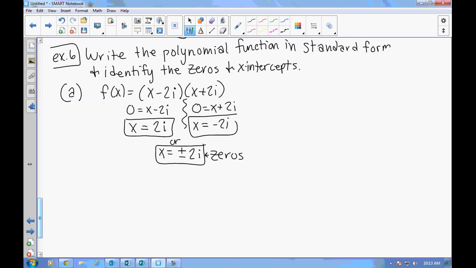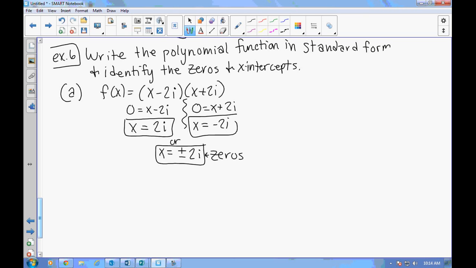You can take the factor, x minus 2i, set it equal to 0. If you're solving for x, wouldn't you just add 2i? Positive 2i. This one, you would subtract 2i, so we get negative 2i. Okay, those are the zeros. But the zeros are imaginary. So where's the x-intercept?